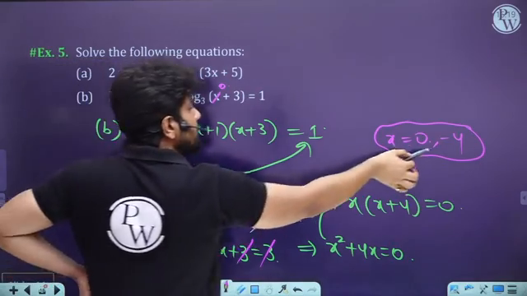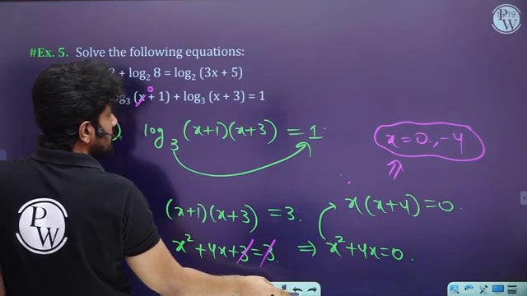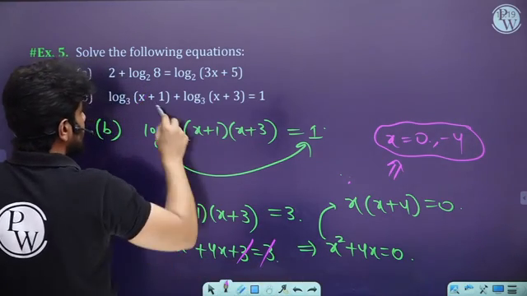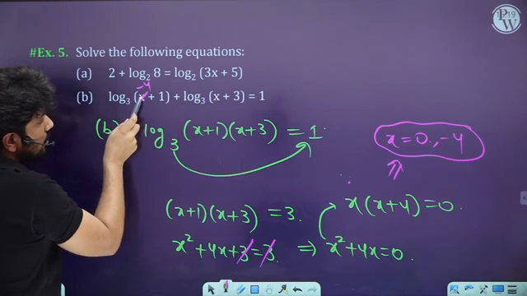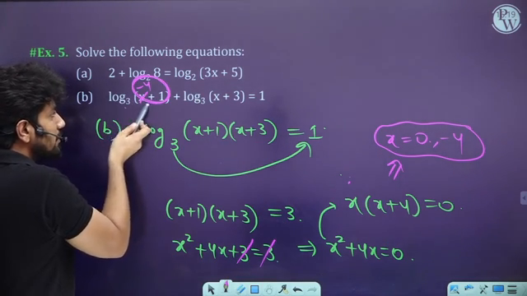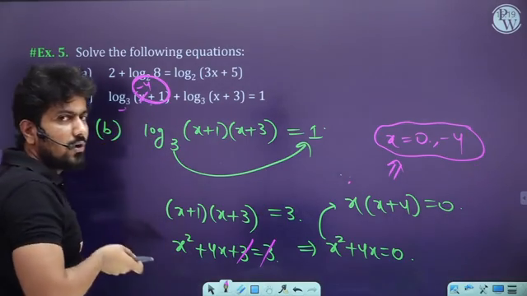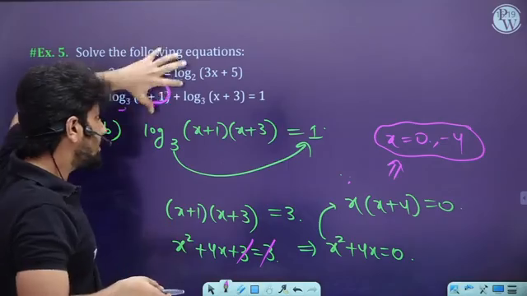But if I put minus 4 over here, that will create some problem. What problem is it creating? If I put x as minus 4, now we have log of what? This number will become minus 3. Log of minus 3 to the base 3. That is not allowed. So whenever you get the answer, just check the answer again.